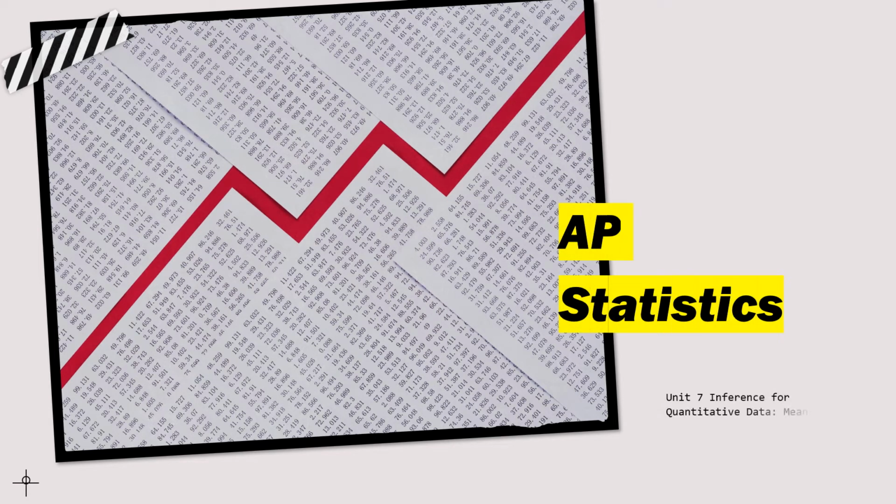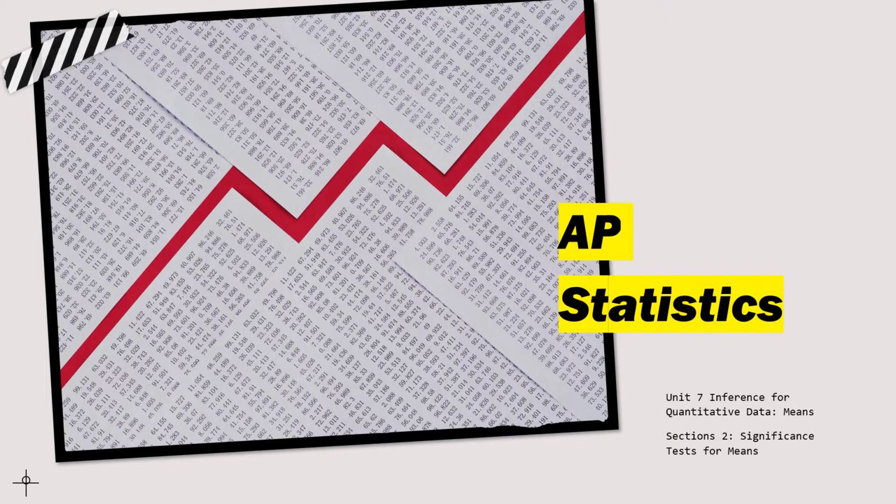All right, so moving on to our next section. Under Unit 7, Inference of Quantitative Data, means, we're looking at means here because we've already done proportions. We're moving on to Section 2, which is looking at the significance tests for means. Okay, so we're looking at testing for significance, which is when we do our null and alternative hypotheses for these.